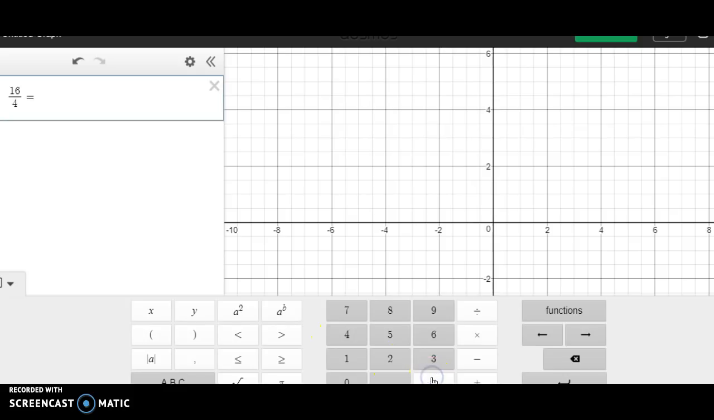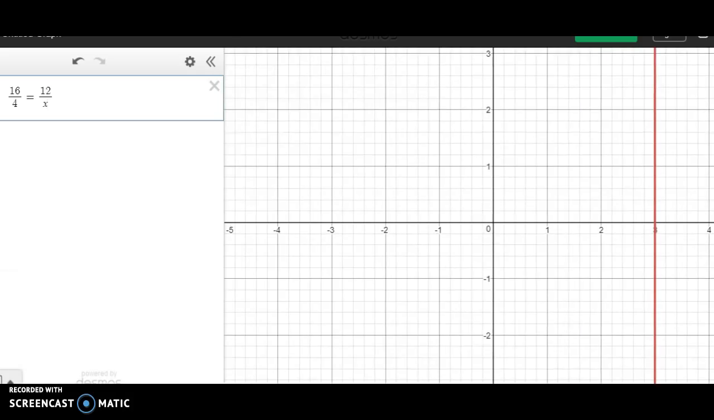Once you get used to it, it's okay. Equals 12 divided by x. Okay? And our answer was 3. Take a look over here, that's 3. I'm going to zoom out. And there's my 3. So these are your zoom in and zoom out. You can use those. And where this line crosses is your answer. Okay, let's go to the next one.